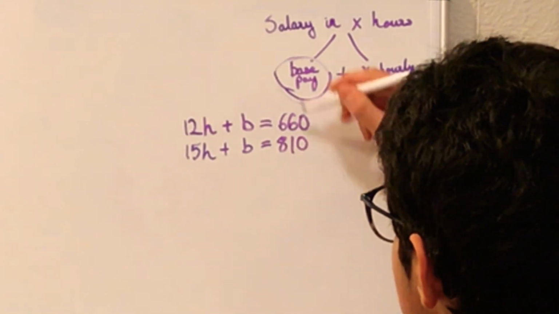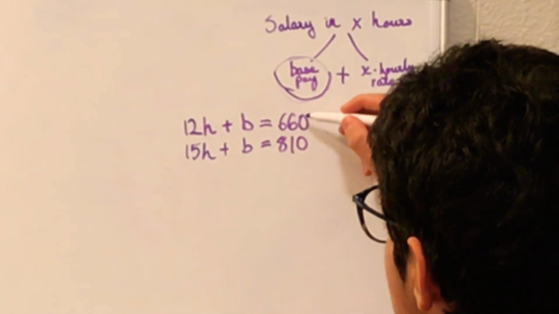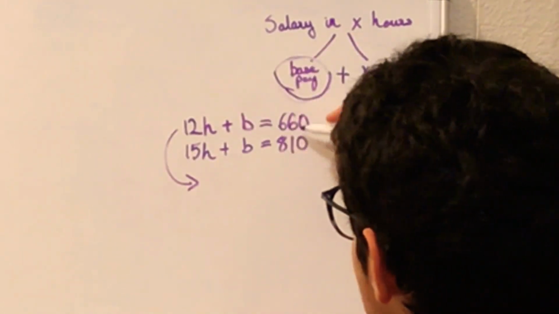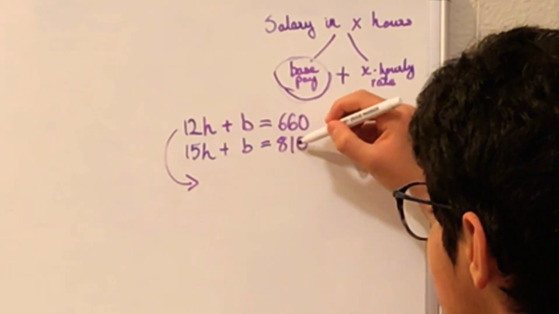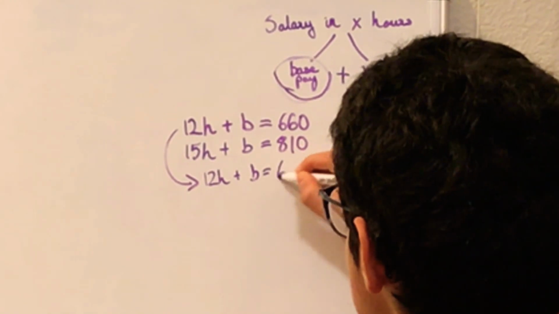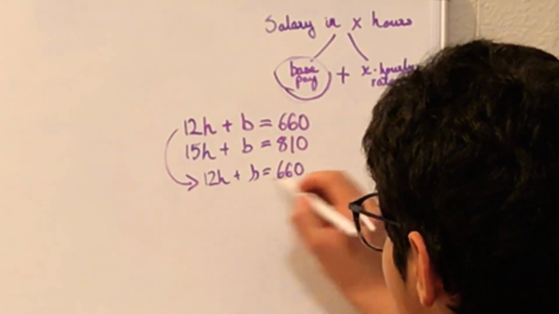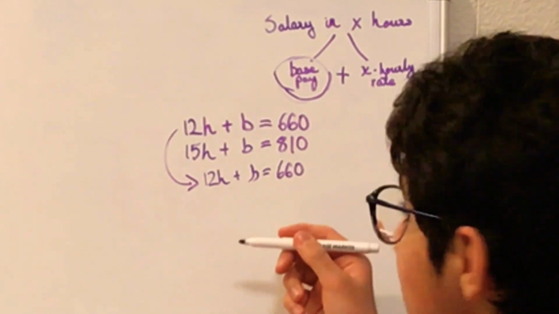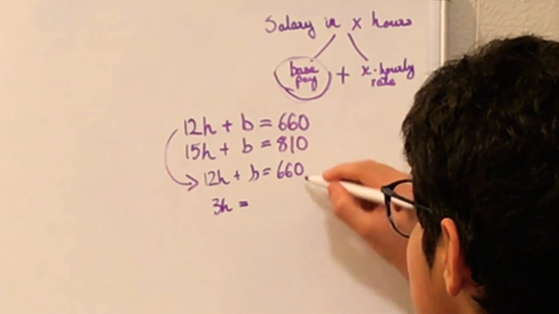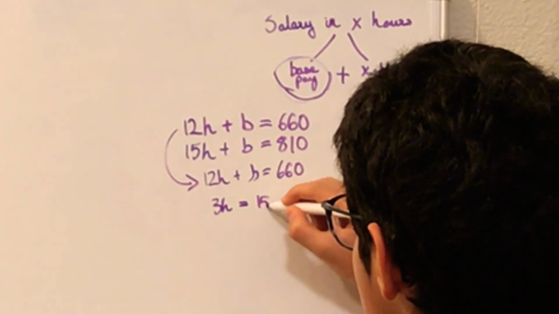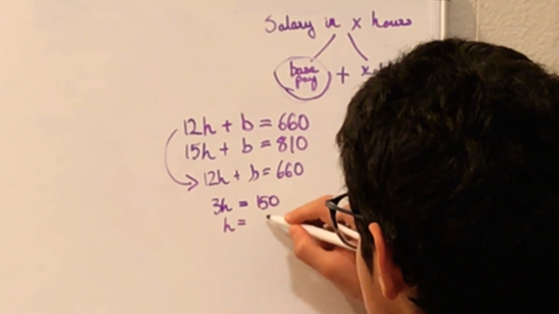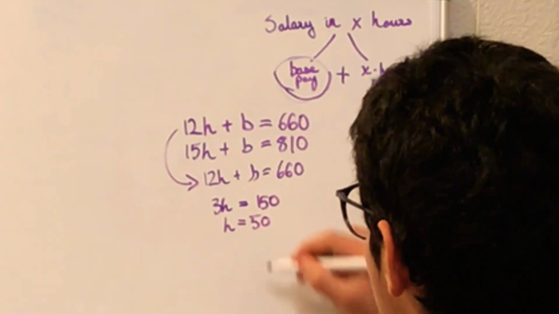Well, we can immediately subtract. Let's quickly rearrange it. Let's just imagine this equation is on the bottom. We can subtract this equation from the top equation. So I'll just write it all down quickly. 12H plus B equals 660, just so you can see it. When we subtract this bottom equation, the B minus B is just nothing. 15H minus 12H is 3H. So 3H equals 810 minus 660, which is 150. So then if we now divide by 3, H equals 50. So they get paid $50 per hour.